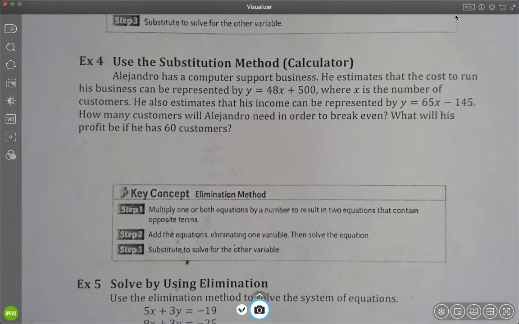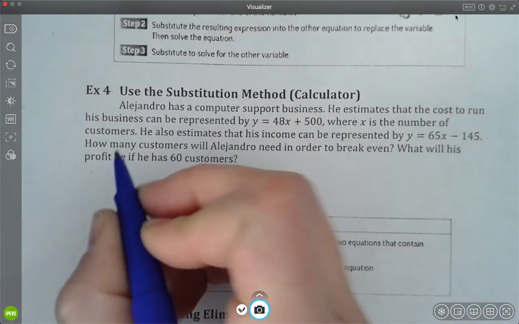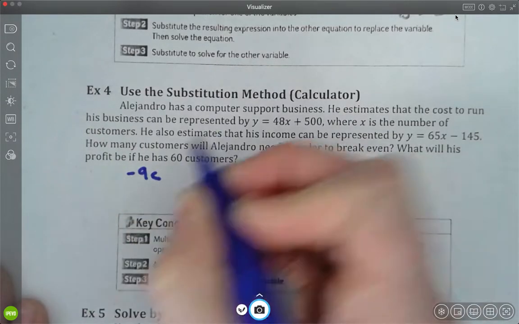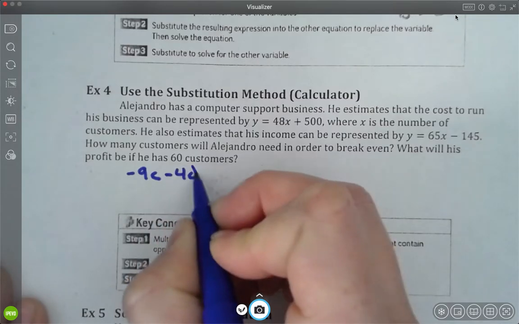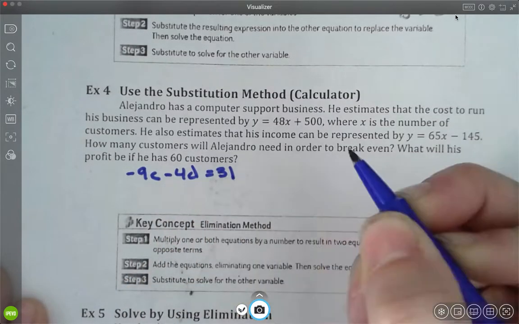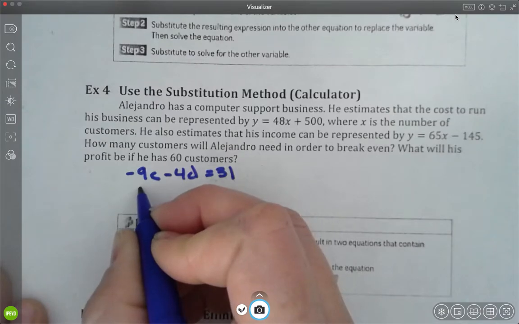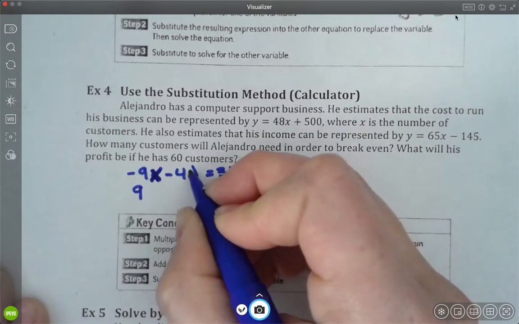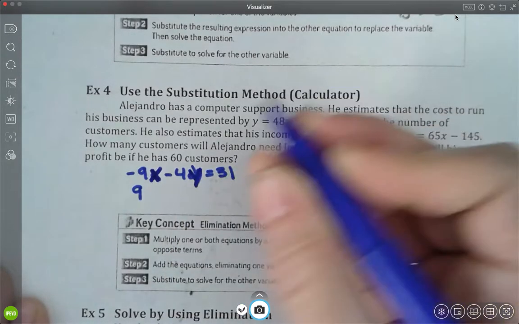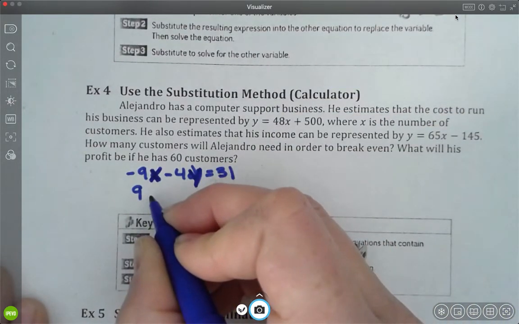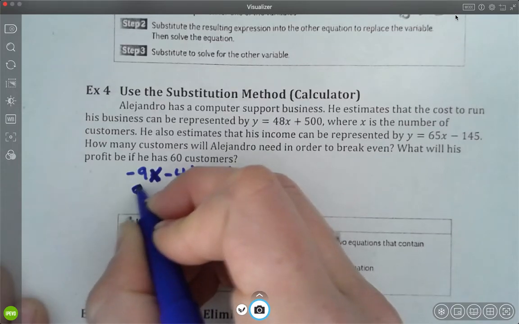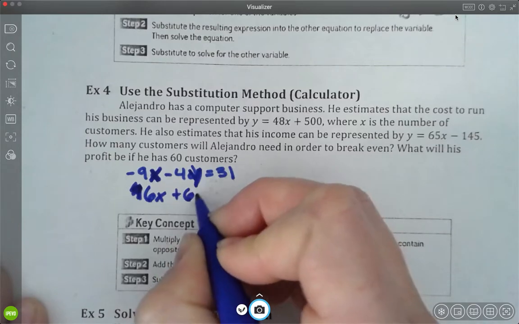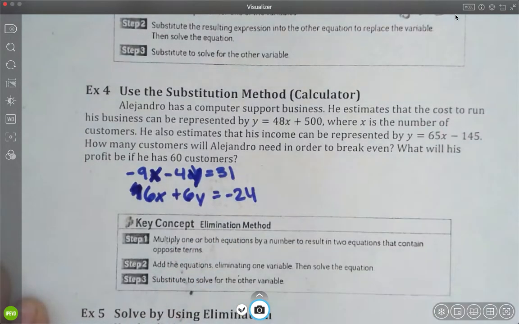So I'm going to change the first problem. Negative 9c minus 4d equals 31. Let's change them to x's, okay? Negative 9x minus 4y equals 31. And the second, 6x plus 6y equals negative 24.